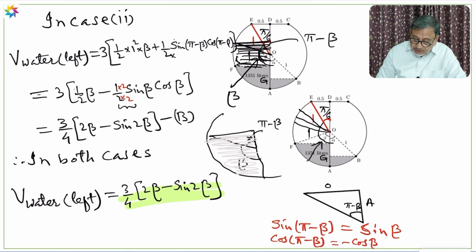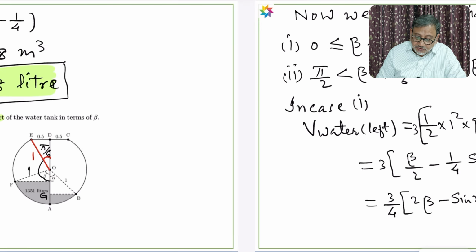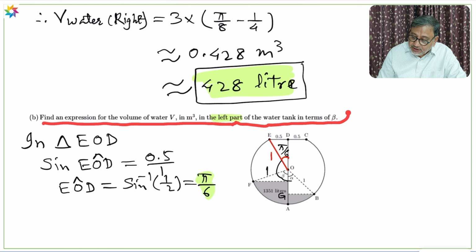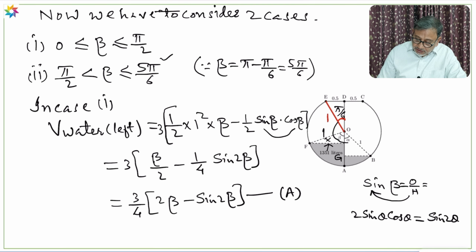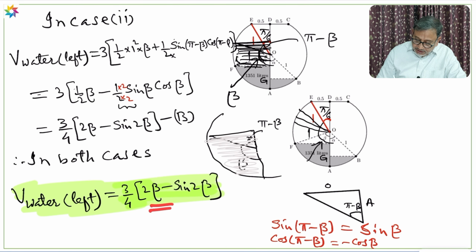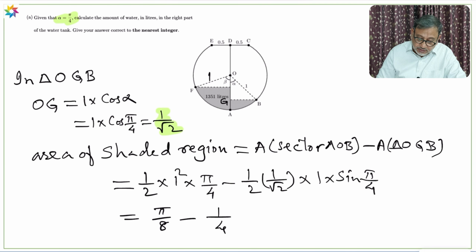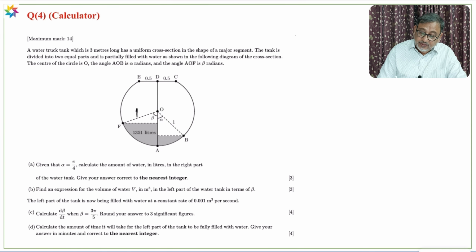I will highlight it because they wanted the formula for the volume of water in the left part, right? See here, if you read it, this part says find the expression for the volume V of water in the left part in terms of beta. So we wrote it in terms of beta. Look here, beta here, beta here. Okay. Now the next part, the C part.